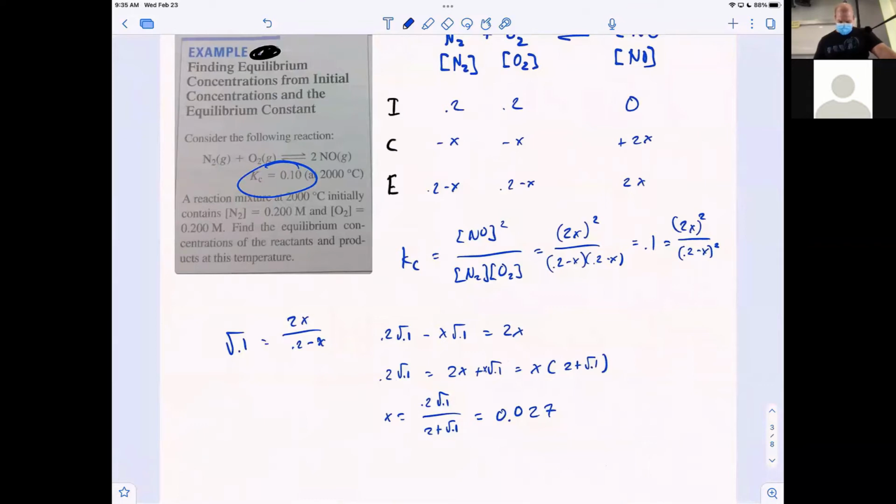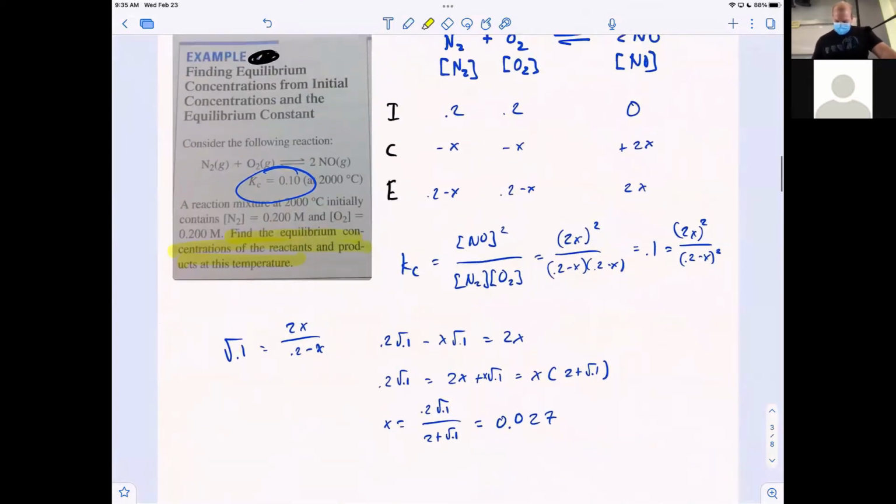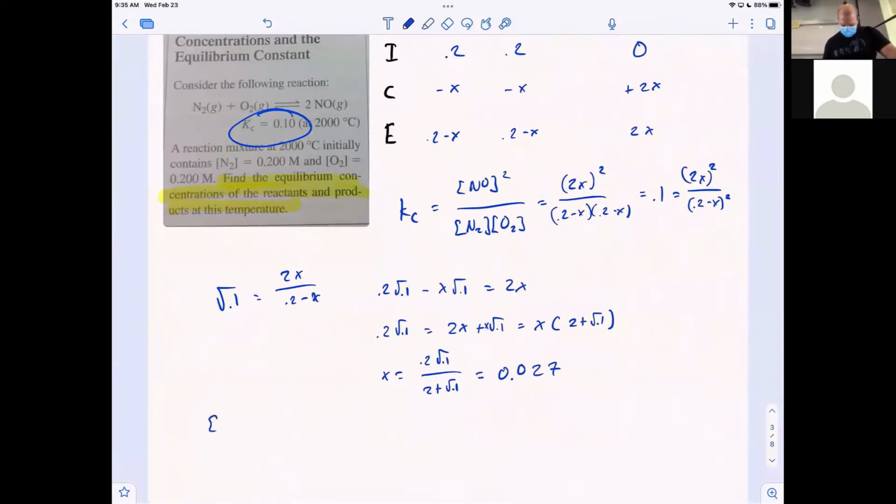And once at equilibrium, the question is, find the equilibrium concentrations of reactants and products. So NO is going to be easy. So the concentration of NO is just 2x, which is going to be 0.056. Is my math good? Oh, 0.054. Jeez. Why did I think 3?